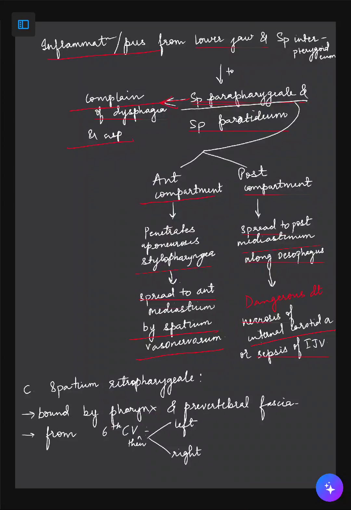Now next is spatium retropharyngeal, which is bound by the pharynx and prevertebral fascia. Now this is formed from the 6th cervical vertebrae, and then it is divided into left and right.